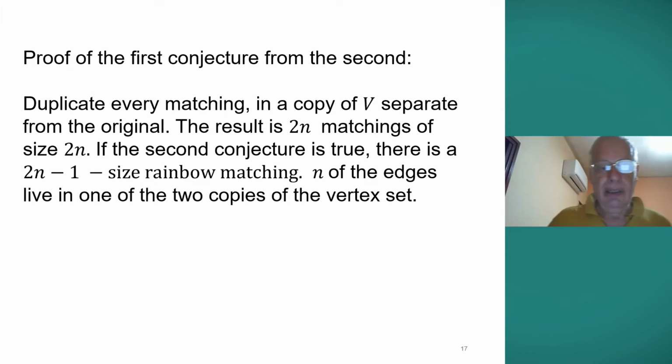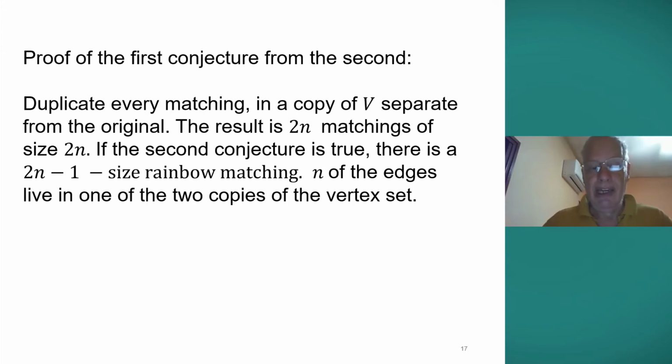Because you have 2n matchings, remember? That's the conjecture, 2n matchings of size n. Take each of them and duplicate to make 2 copies of your vertex set and double every matching. So the matchings were of size n. Now double them, so each matching now becomes a matching of size 2n, n in one copy of your vertex set, n in the other. So you now have 2n matchings of size 2n. Now, the conjecture of Aharoni and myself is that if you have 2n matchings of size 2n, then you have a rainbow matching of size 2n minus 1.